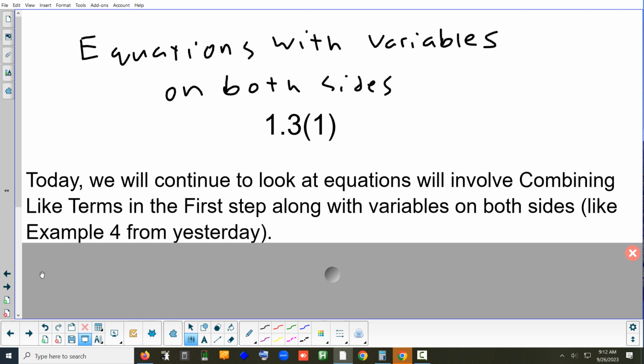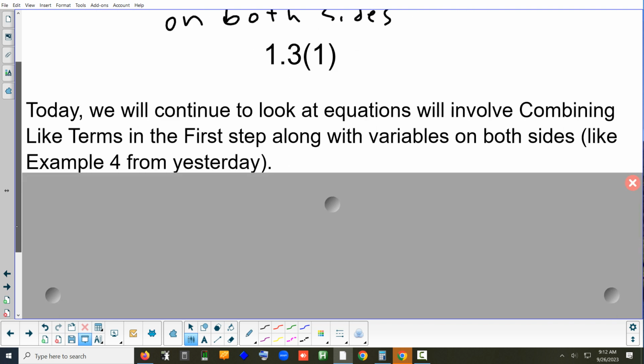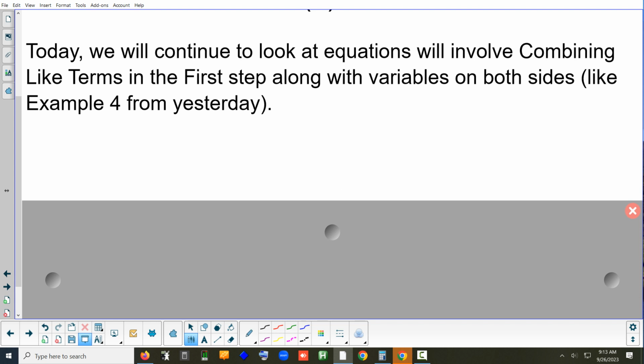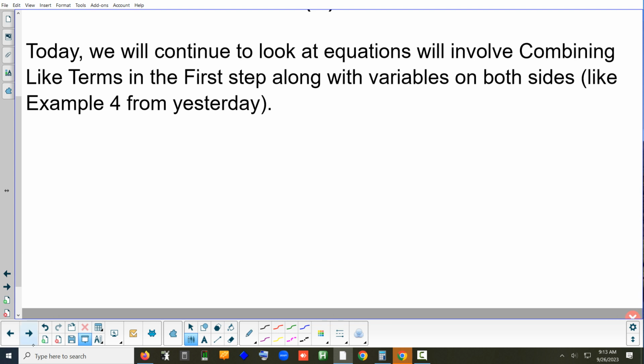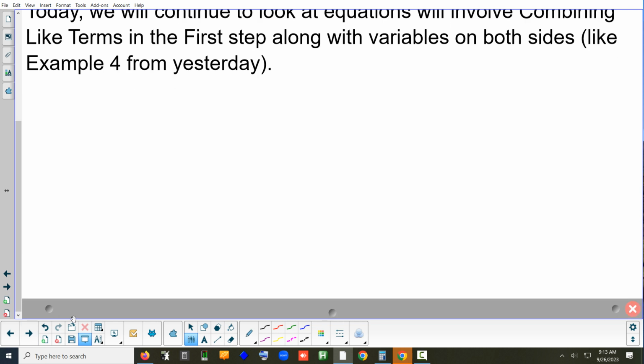All right, so we're going to have problems where you're going to have like terms that you have to combine. You're going to have variables on both sides. So let's just kind of go through a reminder of those steps.